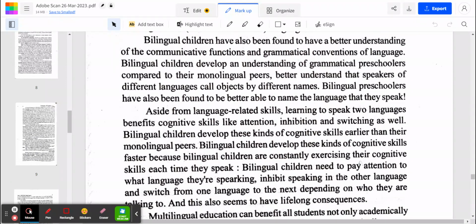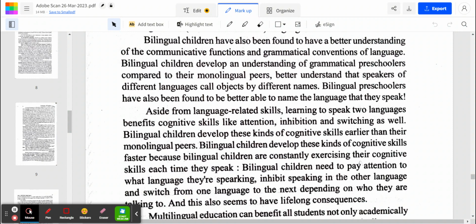Bilingual children have also been found to have a better understanding of the communicative function and grammatical conventions of a language. Bilingual children develop an understanding of grammar as preschoolers compared to their monolingual peers. They better understand that speakers of different languages call objects by different names. Bilingual preschoolers have also been found to be better able to name the language that they speak.